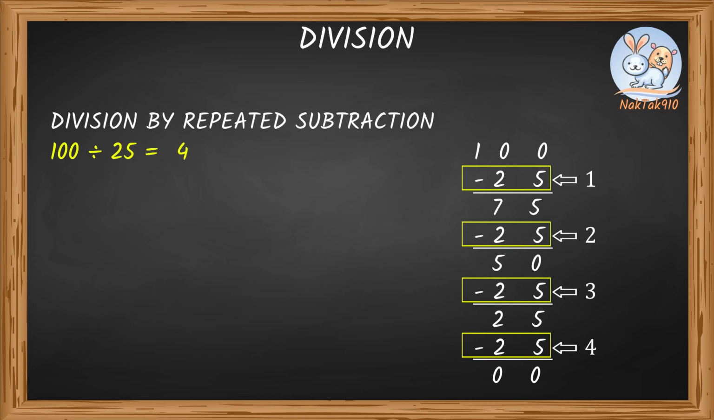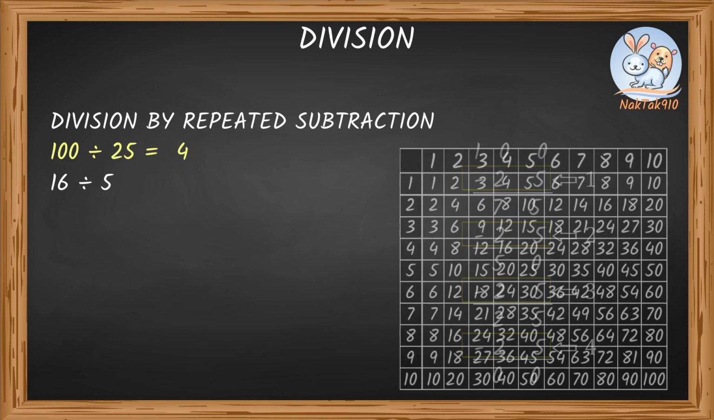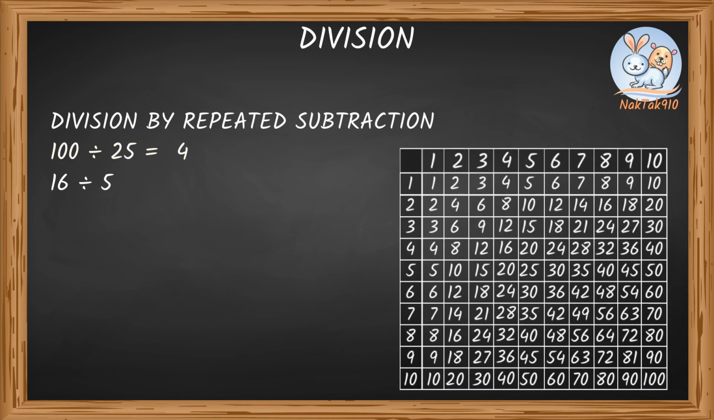Take a look at this. For example, 16 divided by 5. We can do this with the multiplication table or the repeated subtraction method. Anything works. Let's do this with the multiplication table here.